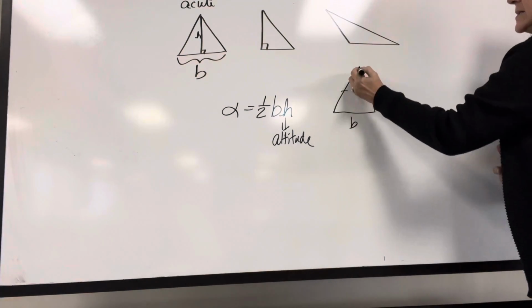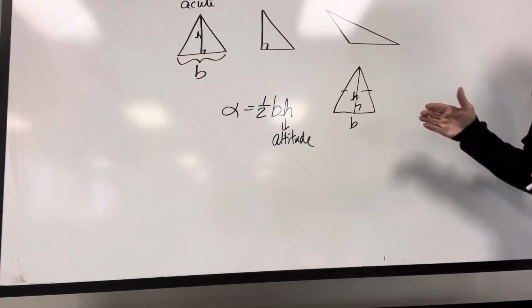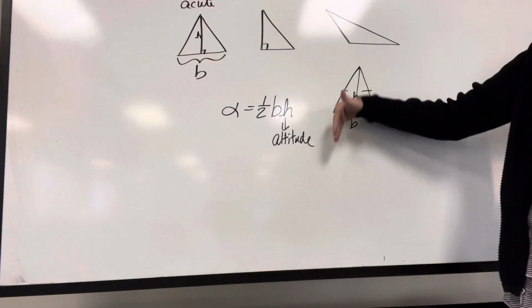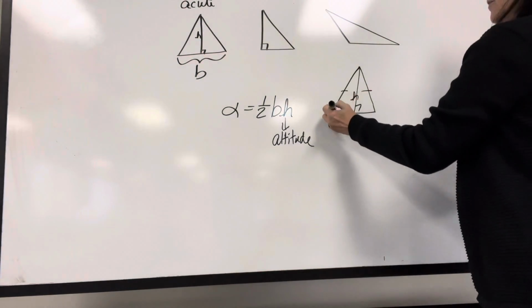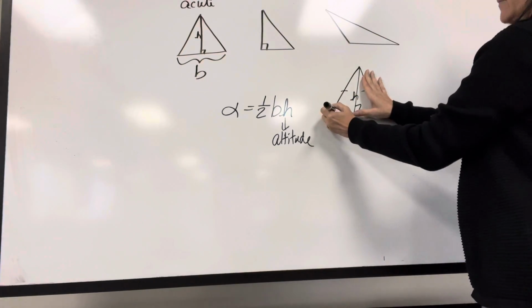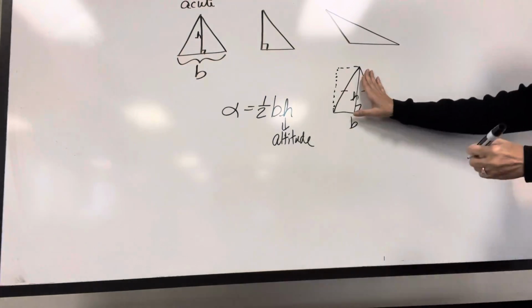So let's just say I have an isosceles triangle. This would be the base. This would be the height, where that altitude is a line of symmetry, right? I could reflect this side of it onto that side, and it would be here. That would be half of it, right?